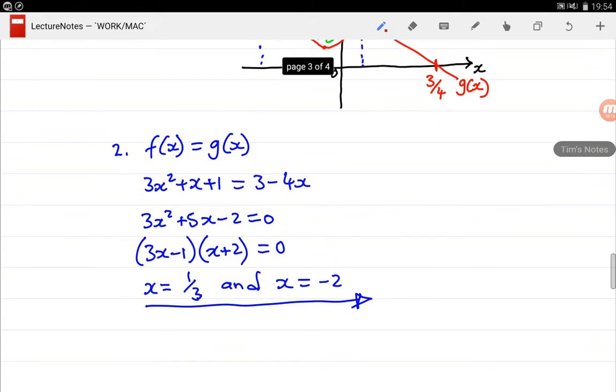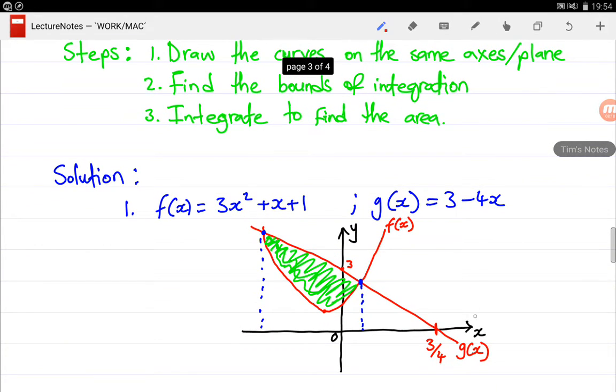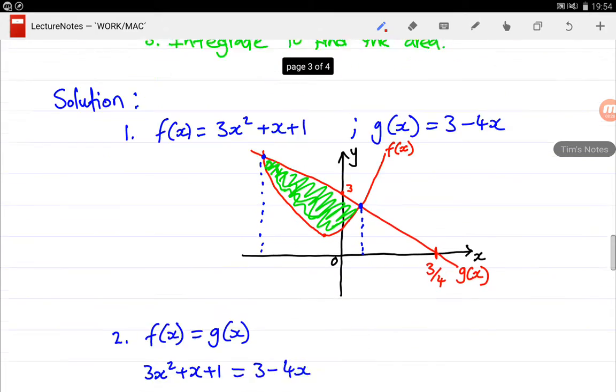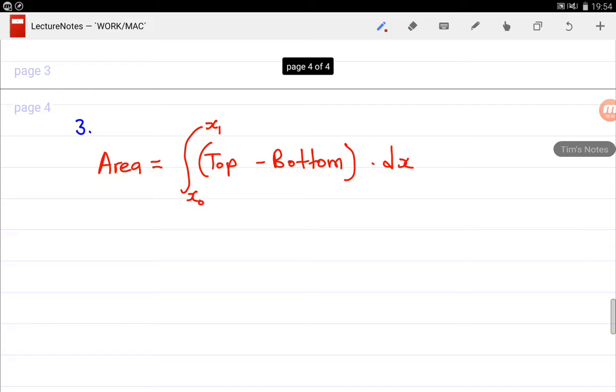Okay, so our top function from this diagram is our g of x, the straight line, because it's above our quadratic curve at that point. So we're going to follow this expression and see where it takes us. Our x0 is minus 2 from the previous step, and our x1 is a third.